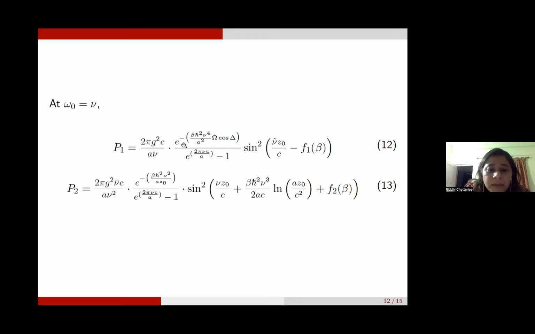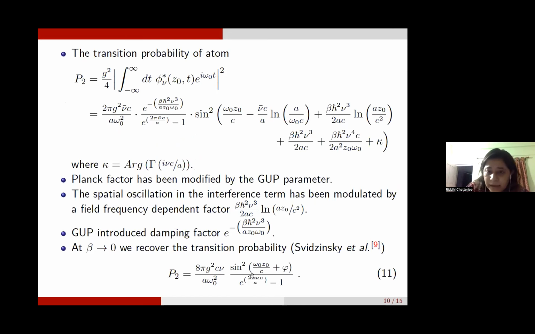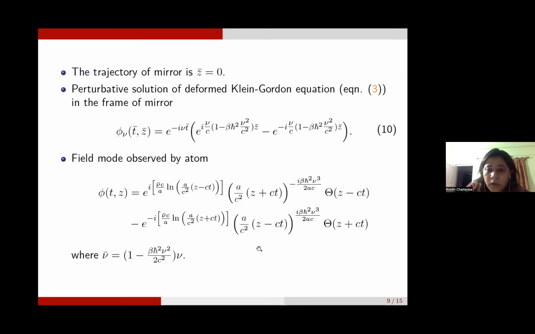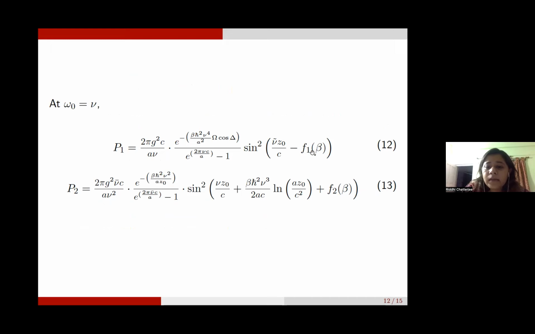First, the damping factors are different. And here it is the frequency dependent factor, the distribution factor, and here it has been modified by GUP. And here, basically, the position-dependent term, you can see from these two expressions, they have the same position dependence if you make omega 0 equal to nu. But here, the position dependences are not equal because of this term and also this frequency. So that is getting modified. And here, the phase factors will also differ a bit.